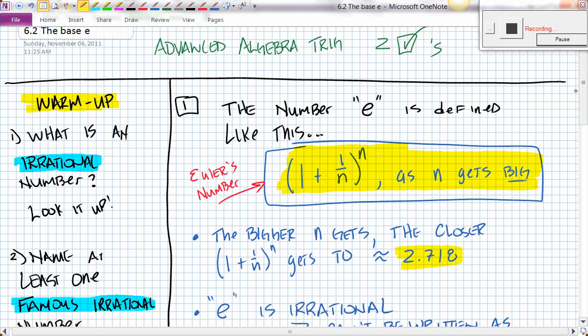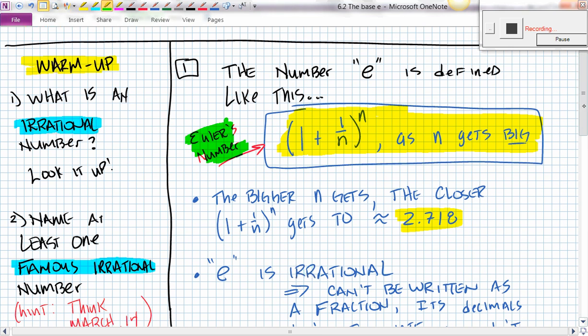Okay, going over here. The first box, the number e is defined like this. It is 1 plus 1 over n to the n as n gets really, really big. Okay, it's called Euler's number. It's another name for it because this old dude a long time ago figured it out. A couple things you want to know about this is that the bigger that n gets, so this exponent, the closer 1 plus 1 over n to the n gets to about 2.718.